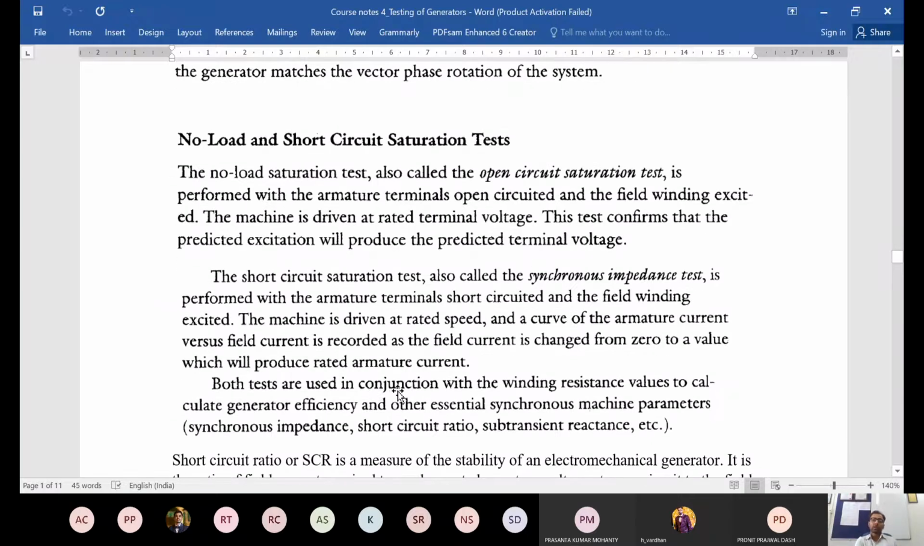Both these tests are used in conjunction with the winding resistance values, which we found earlier through the resistance test, to calculate generator efficiency and other essential synchronous machine parameters. You can identify the synchronous impedance, short circuit ratio, transient reactance, etc., and also the generator efficiency. So if we do the resistance test, the no load test and the short circuit saturation test, then we can identify all the electrical parameters of the machine.